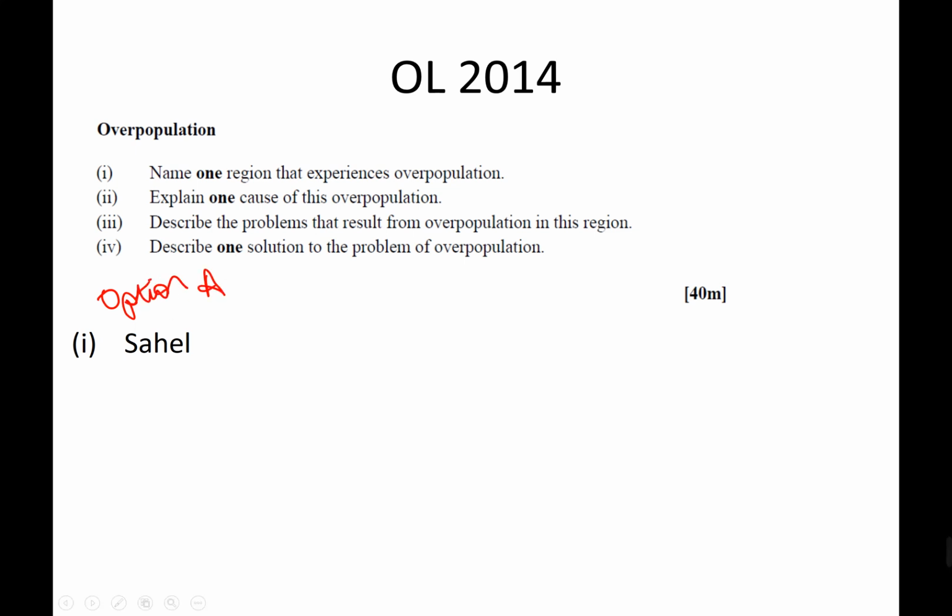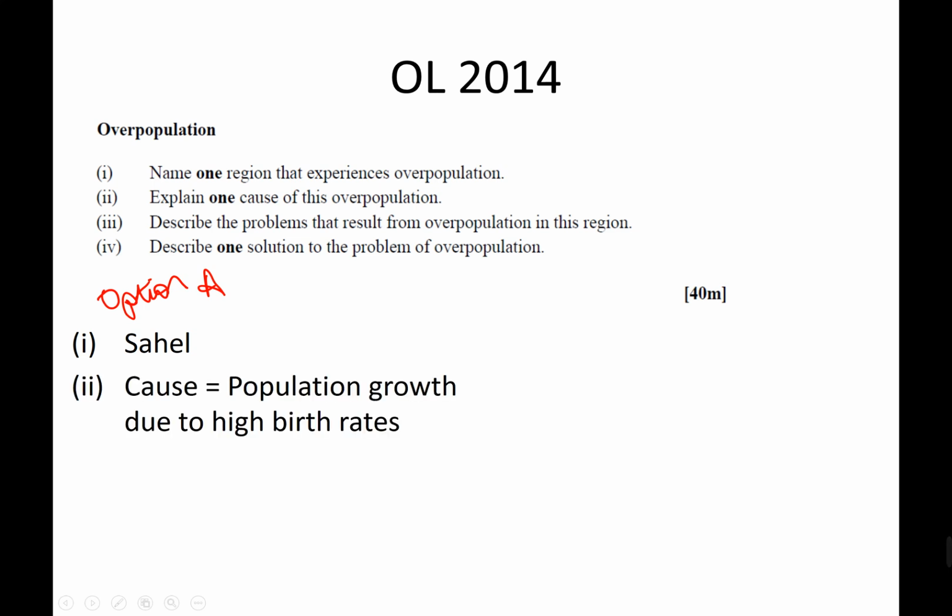Okay, so you could go with the region I have studied as the Sahel. The cause, there's just one cause here, okay? So we're just discussing high birth rates, is high birth rates leading to population growth. The problems, plural, okay? So the problems could be desertification, and lack of food, or food shortages, or starvation, or famine, etc.